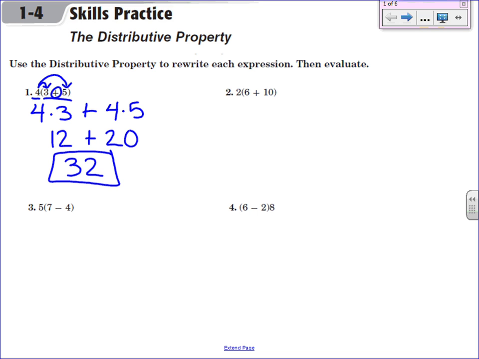So again, we take the 2 and we distribute it to each one. So it's 2 times 6 plus, because that's what's in between the 6 and the 10, 2 times 10. 2 times 6 is 12. 2 times 10 is 20, excuse me. And then 12 and 20 is 32.